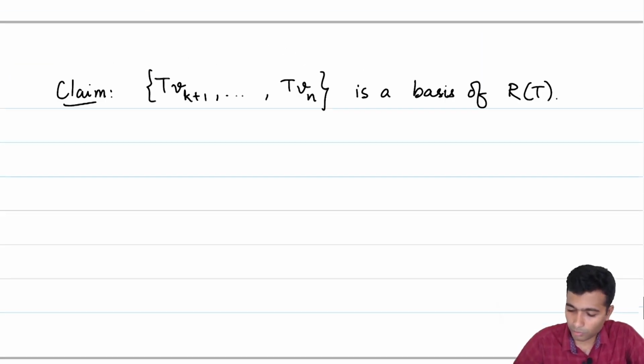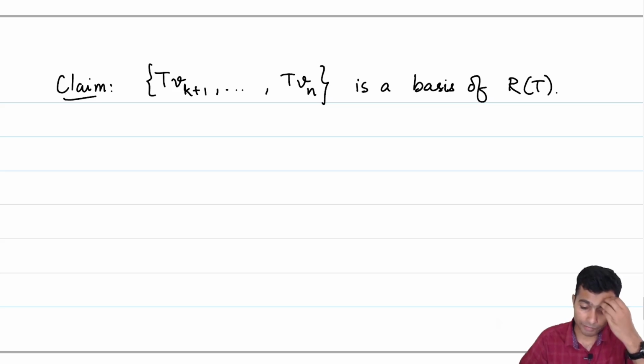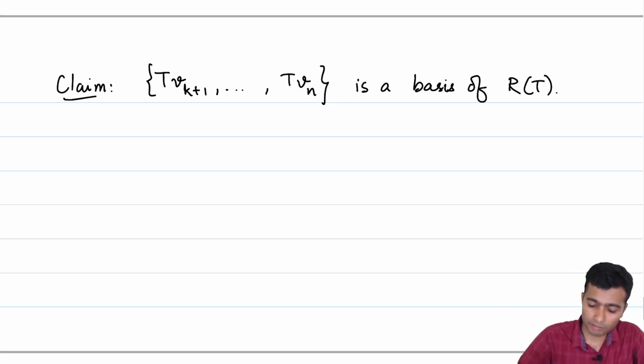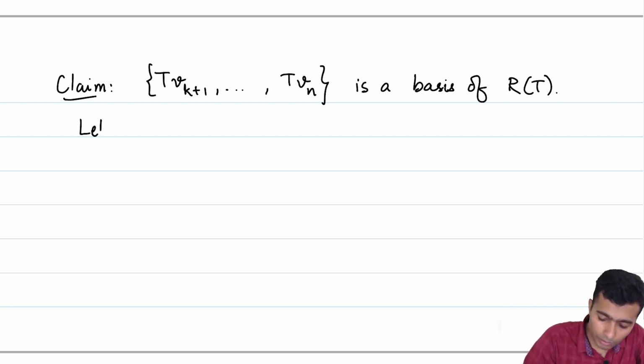Okay, so how to go about with a claim? With this claim, we have to show that this is both a spanning set and a linearly independent set. So let's start our work to show that it is a spanning set. So let W be an element of R of T.